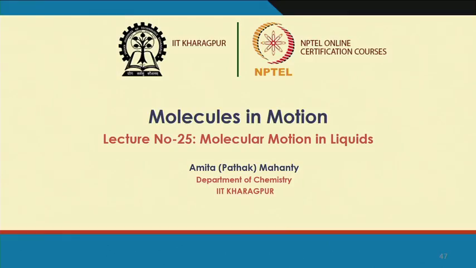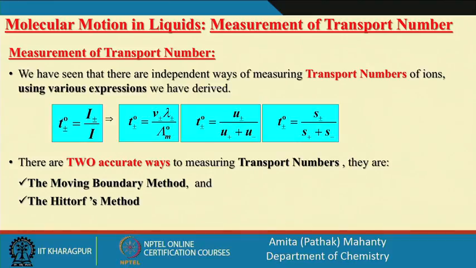In the last class, what we were talking about was how to determine the transport number. Transport number, as you remember, is defined as the fraction in which we express the amount of current carried by each of the ions. So, we have seen from the independent migration of ions, if we apply Kohlrausch's law, then measuring of the transport number can be done by using various expressions.